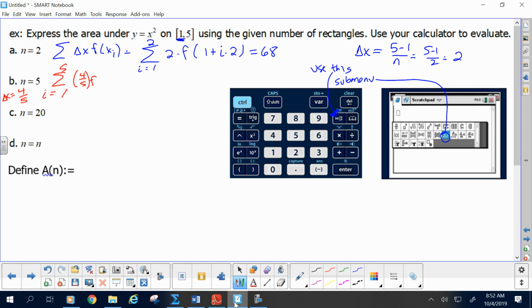And f at what x will I calculate my height? Start plus deltas. Start is still 1 plus, what's each delta? 4/5 and some number of times. It could be i times 4/5.